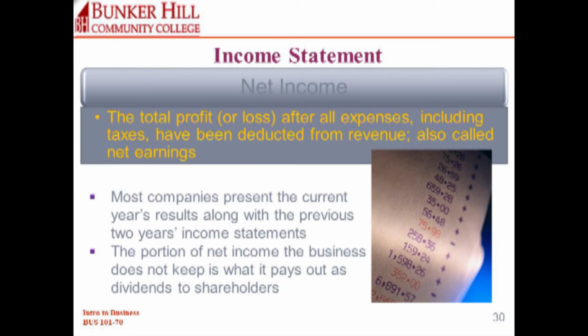Companies pretty much look at the current year's results and they look at the previous 2 years to get a sense of how they're doing in terms of net income so they could forecast their budget for the following year. If you're a corporation or some other form where you have to pay your investors, dividends are paid out as well, and that is not included in the net income.